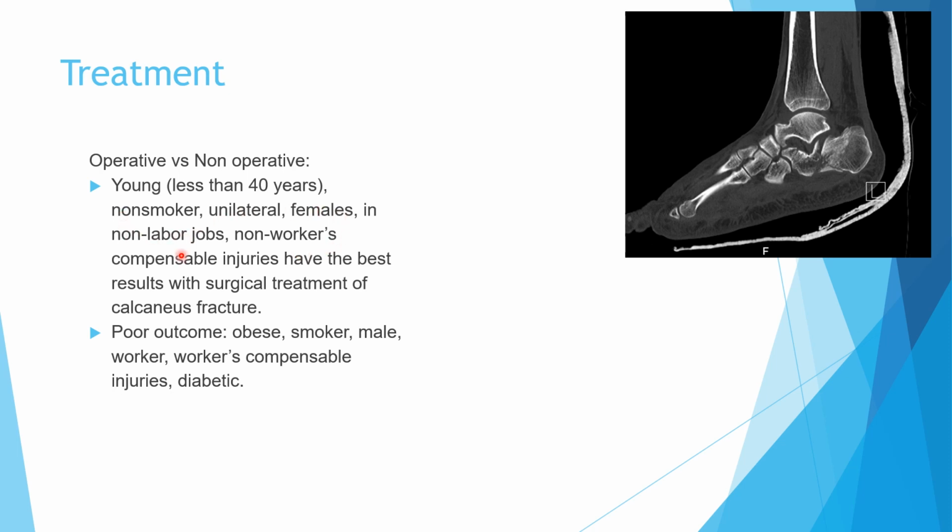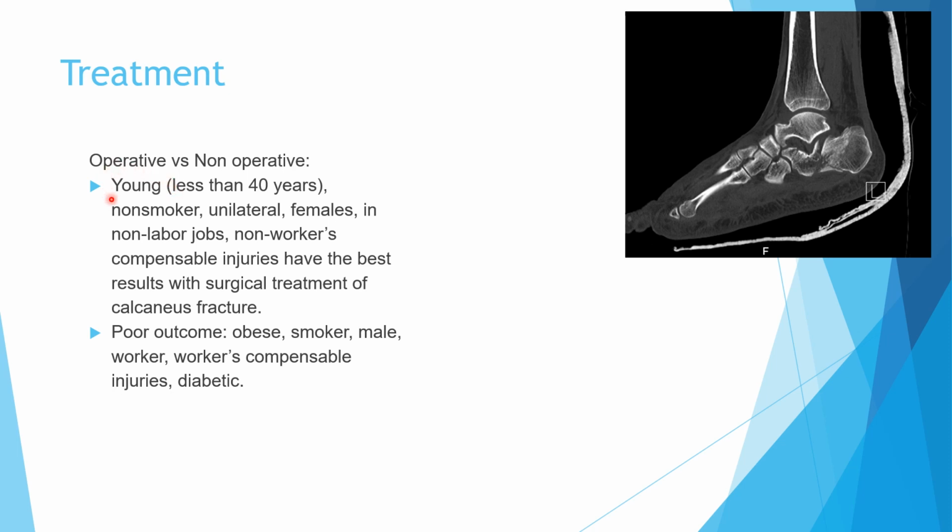Also, if the case is non-workers comp, because worker compensation patients usually do not do as well. Worker compensation means that if this condition happened during work, the work is compensating for that. So treatment is operative versus non-operative. You really need to discuss the advantages, disadvantages, and complications with the patient, so the patient can make a decision.